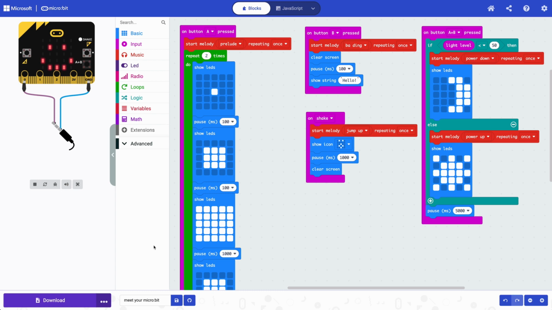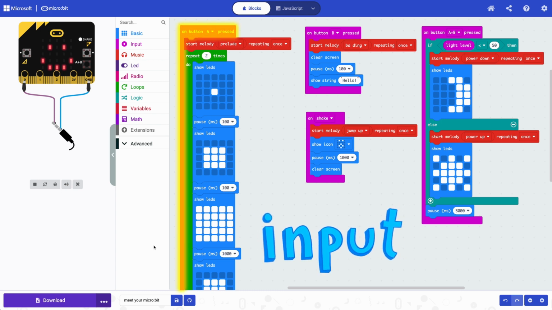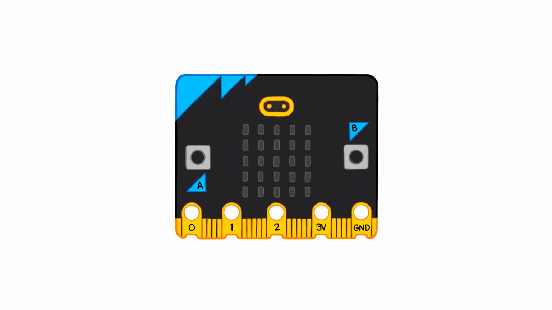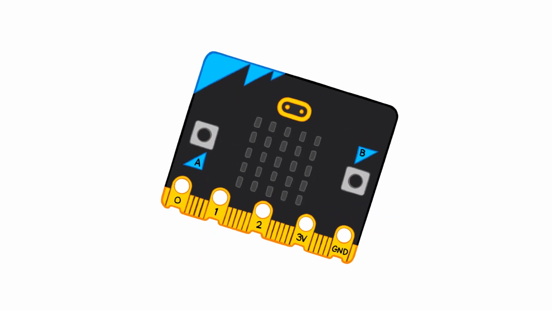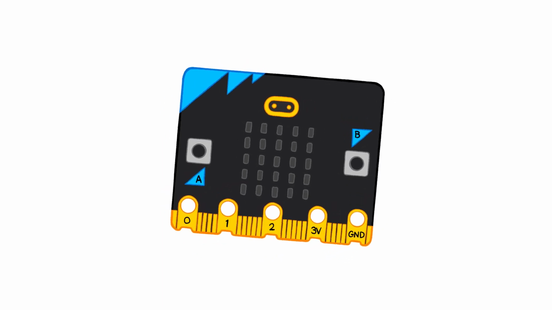Now let's look at inputs. On button A pressed, on button B pressed, on button A plus B pressed, and on shake. These blocks all react to input events. They all make different things happen in code, but they each use a different physical input as a trigger.